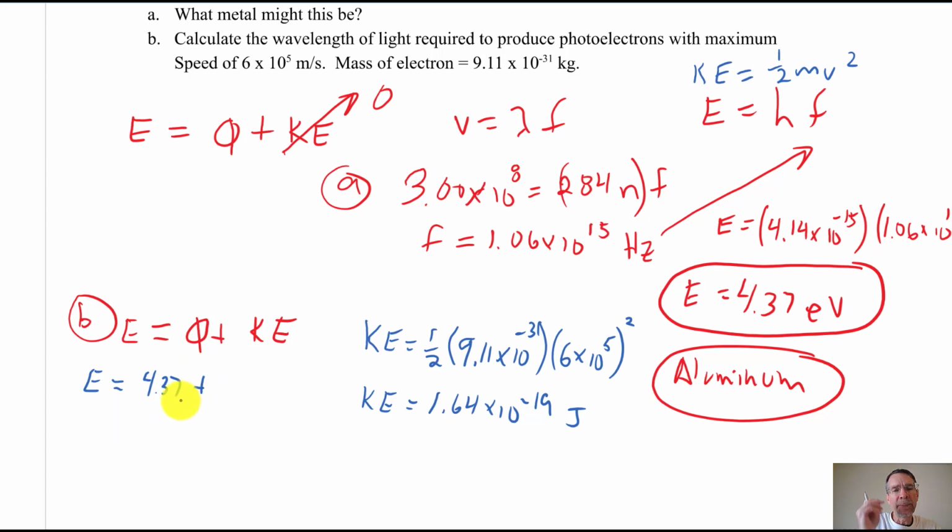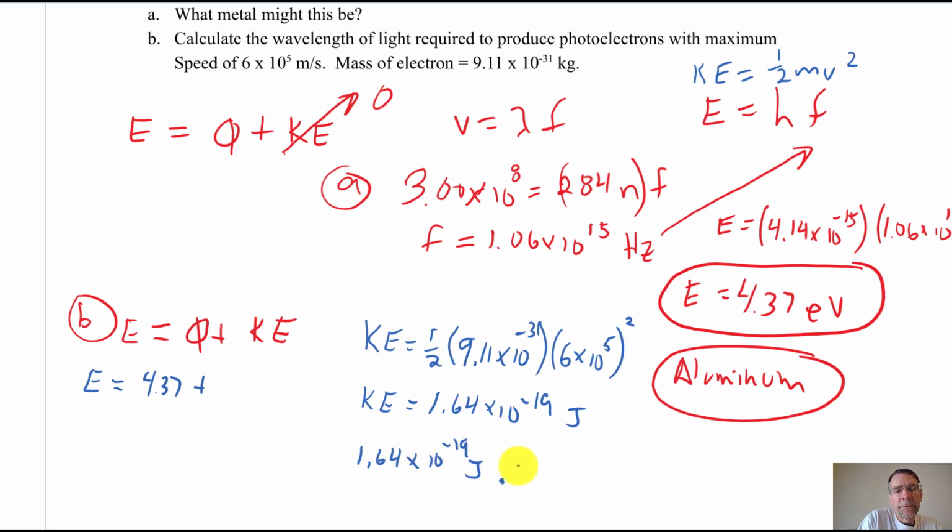Plus, but I don't want to put in mismatched units. I either have to convert the 4.37 to joules or the 1.64 that I just calculated to electron volts. I'm going to keep these in electron volts. So it's your choice, but in this case, I have to convert the 1.64 times 10 to the negative 19th joules.